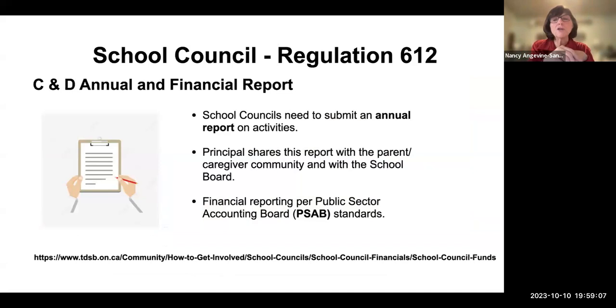You are also required to do a PSAB, a Public Sector Accounting Board's report on your finances. How much money came in, how much money went out. If you want more information about the financials, you can see it at the bottom of the page. And also, if any of you were unable to attend the school council town hall that took place a couple of weeks ago, they talked about this. They also talked about communication, the school council emails and things like that. That should be up on the website by the middle of next week. So take a look there.